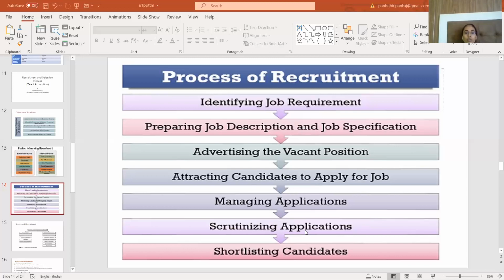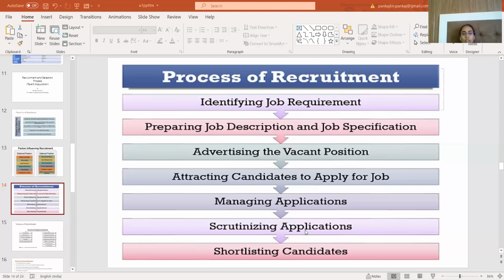The next step is managing applications. The recruiter has to collect, arrange, and properly classify the applications in an orderly manner. It helps in simplifying the task of scrutinizing them.